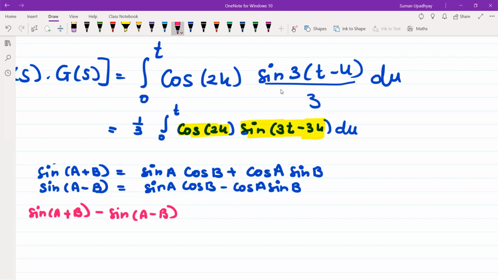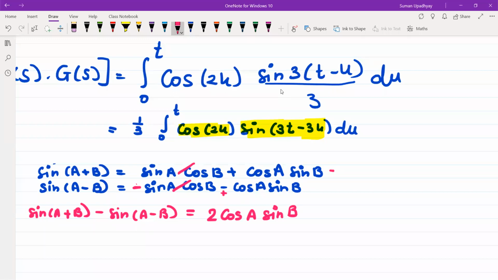what term will get cancelled, kids? Which term will get cancelled? This minus this, we subtract. So sine A cos B and this will get cancelled, and because of the minus sign, this will become plus. So you will get 2 times cos A sin B. Got it, everyone?